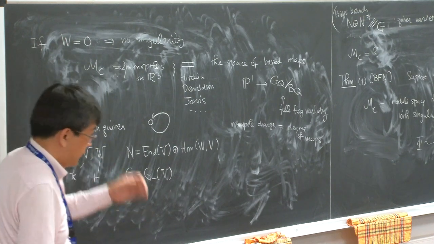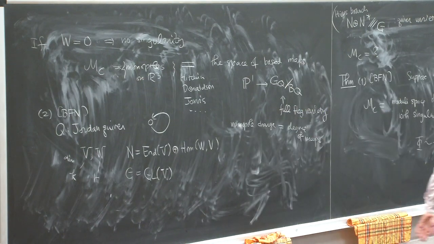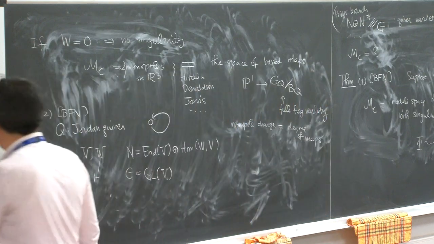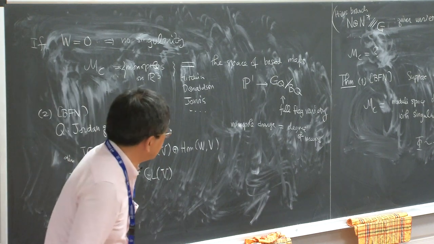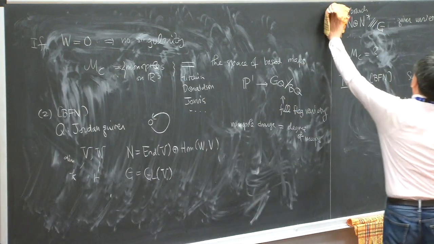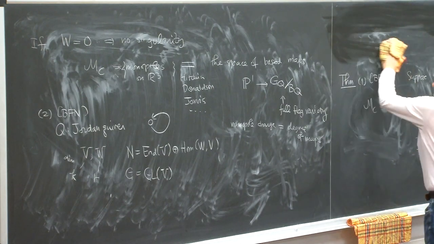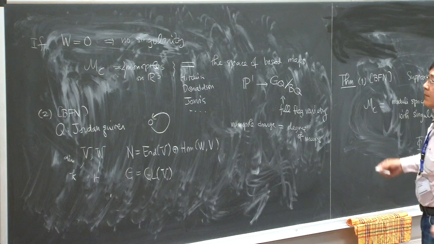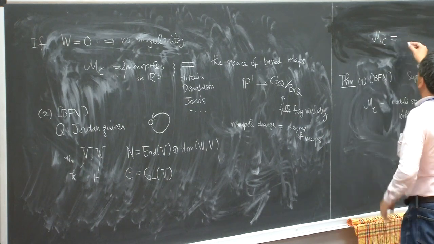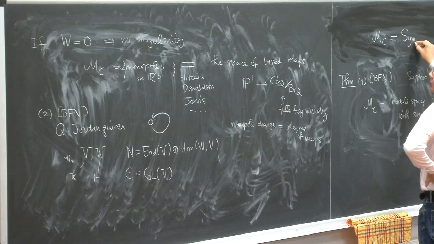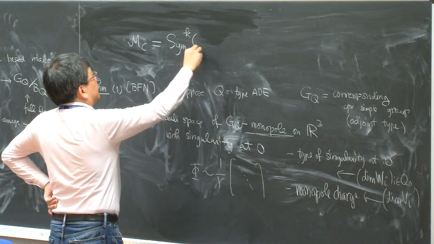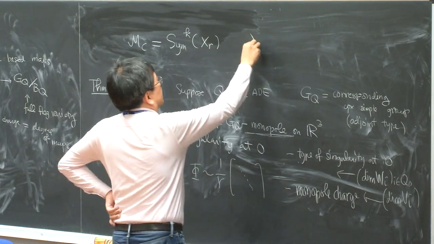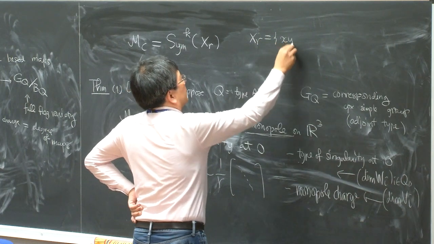So the Higgs branch is the moduli space of rank R framed torsion free sheaves on P2 with c2 equal to K. But the Coulomb branch is different. So M_C is, as explained, the symmetric power of X_R, where X_R is the surface XY equal to W.